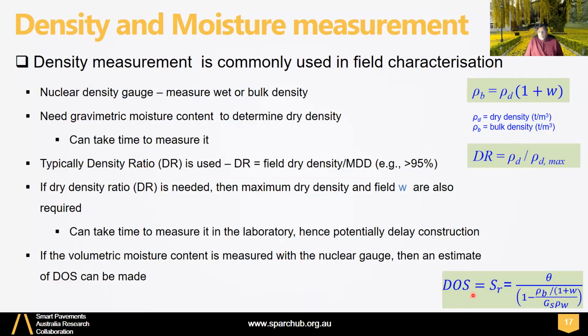But in the field, if you want to find DOS, you will have to use the nuclear gauge results. You have to find the bulk density, which is this. You also have to find the volumetric water content. That's what is coming out of the nuclear gauge. Then you can use this formula to determine the degree of saturation right in the field. But determination of the moisture content from a nuclear gauge may not be as accurate. However, it can be quite useful as done in QMR for their practice.